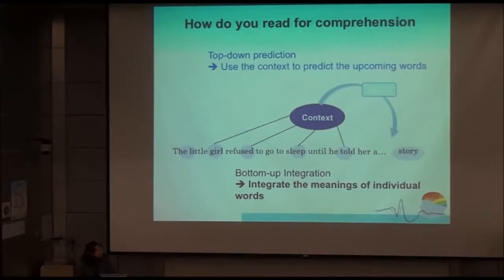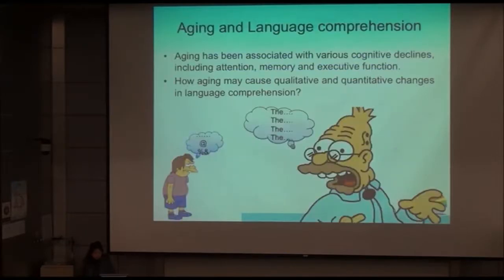And the second issue is about aging and comprehension. As you know, aging has been associated with various kinds of cognitive decline, such as memory, attention, or executive function. And recent evidence also shows that aging may cause qualitative and quantitative changes in language comprehension. So we try to address this question as well.